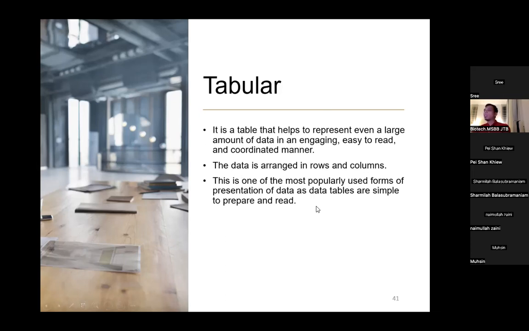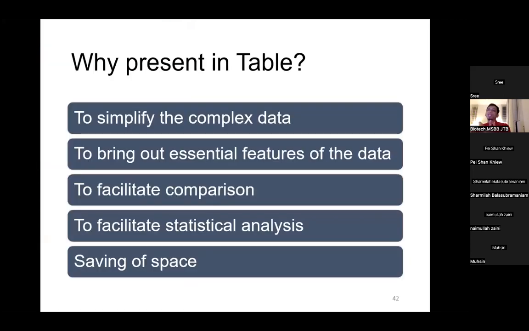I think this one I repeat many times. This is one of the most popular forms of presentation of data, as data tables are simple to prepare and to read. When you read the table, you actually know this one is comparing to something. So you know which one is higher, which one is lower, which one is normal as the others, and so on, based on the data. So why do you need to present the data in a table? To simplify complex data. You have a lot of data, so you want to simplify those into groups so that you can compare it academically and capture the information from that particular data.